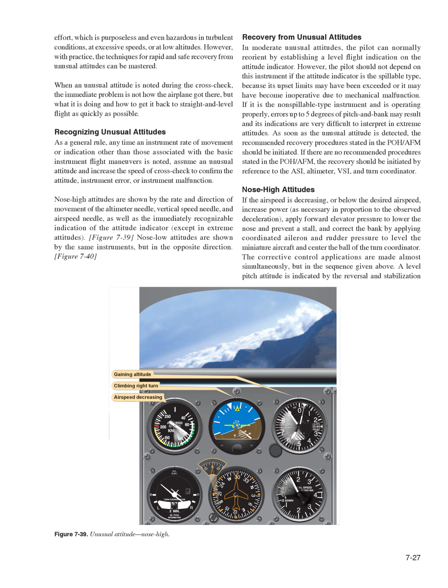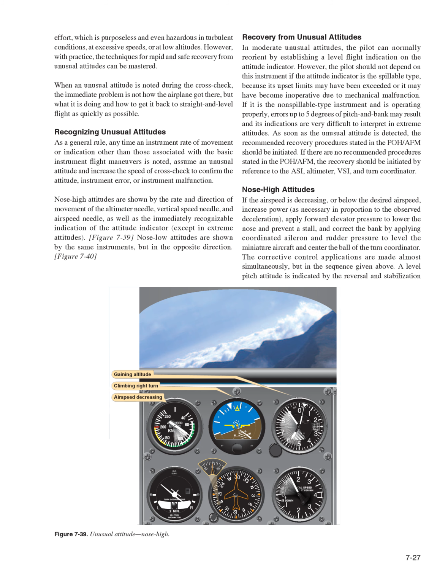When an unusual attitude is noted during the cross-check, the immediate problem is not how the airplane got there, but what it is doing and how to get it back to straight and level flight as quickly as possible. Recognizing unusual attitudes: as a general rule, anytime an instrument rate of movement or indication other than those associated with the basic instrument flight maneuvers is noted, assume an unusual attitude and increase the speed of cross-check to confirm the attitude, instrument error, or instrument malfunction.